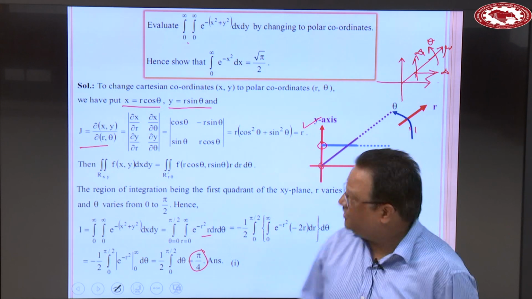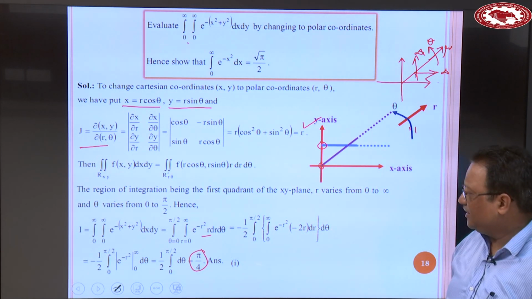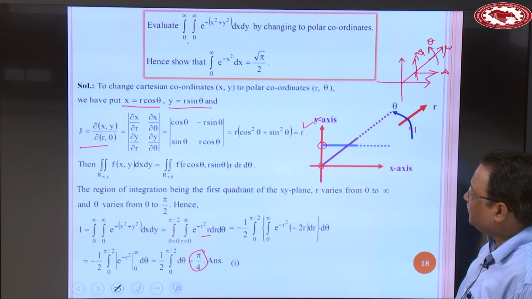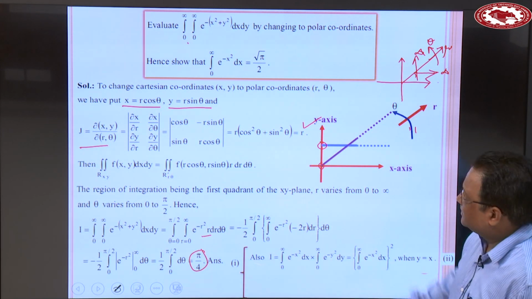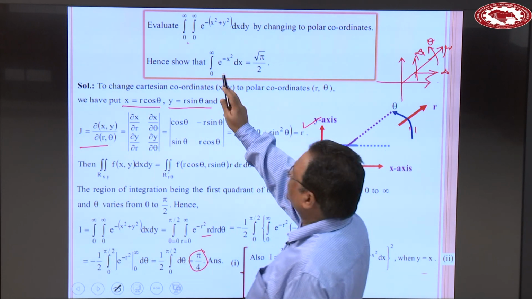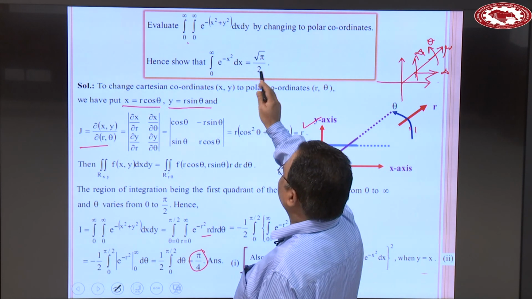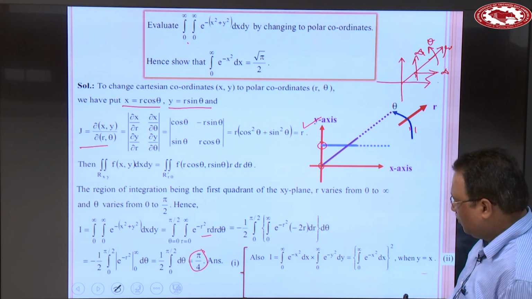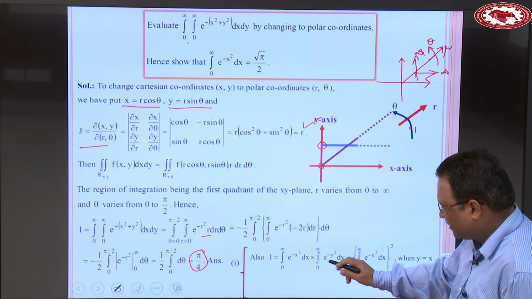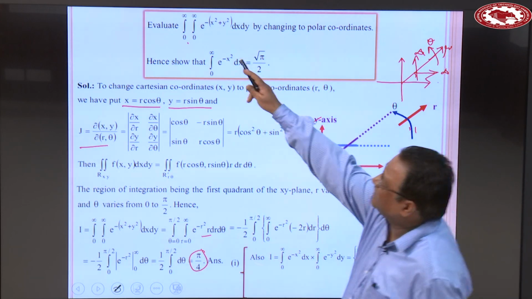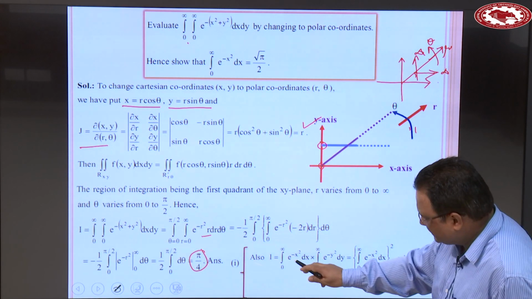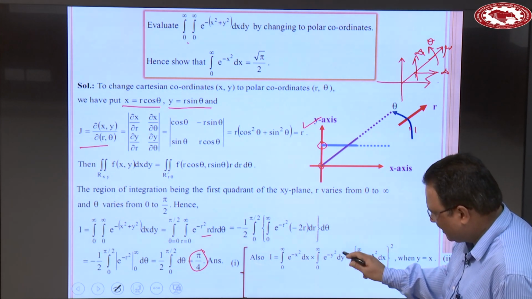In this way you can evaluate these types of problems. The second part is, hence show that the integral from 0 to infinity of e raised to power minus x square dx is equal to under root pi over 2. Let us suppose x is equal to y. Now this double integral can be written as the integral of e raised to power minus x square dx times the integral of e raised to power minus y square dy.